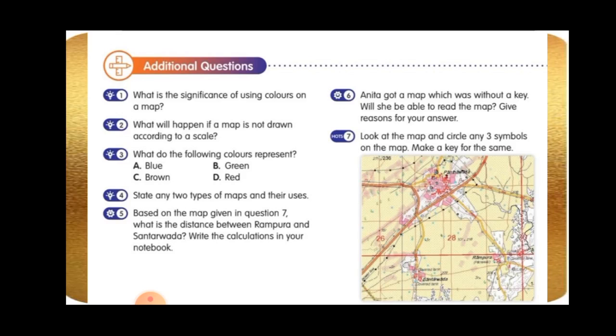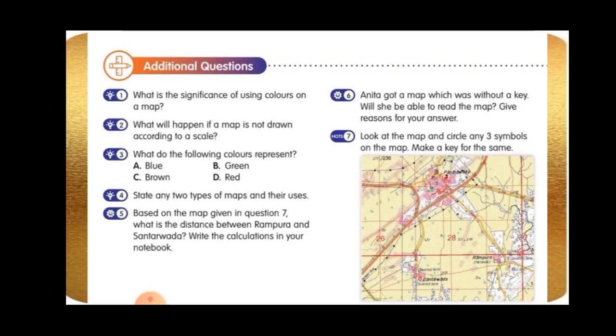And the first question of the additional questions is, what is the significance of using colors on a map? Colors on a map help to distinguish various physical features. Also, it helps to save space, as a person does not have to draw all the details on the map. It makes map reading easier. Question number 2 is, what will happen if a map is not drawn according to a scale?